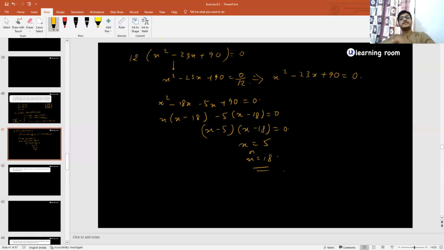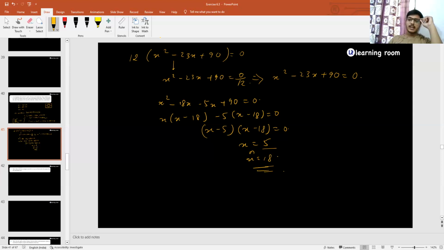This is what I got. Check if you agree with this or not. Yes, sir. You all agree with it, right? Now see here. So it is x is equals to 5 or x is equals to 18, right?